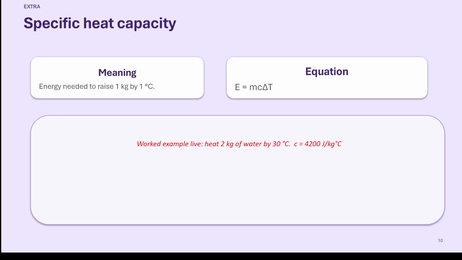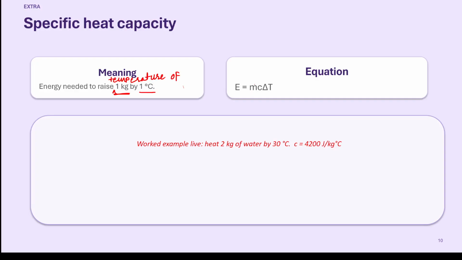And now the specific heat capacity. Now, specific heat capacity, sometimes exam boards would ask you to define what is specific heat capacity. So you need to write both of these important words. Energy needed to raise the temperature of 1 kg of a substance by 1 degree Celsius.